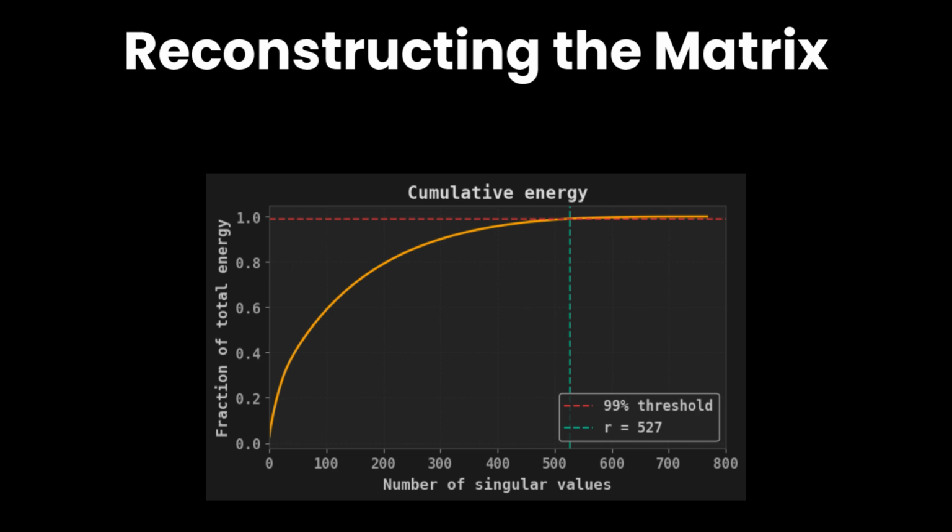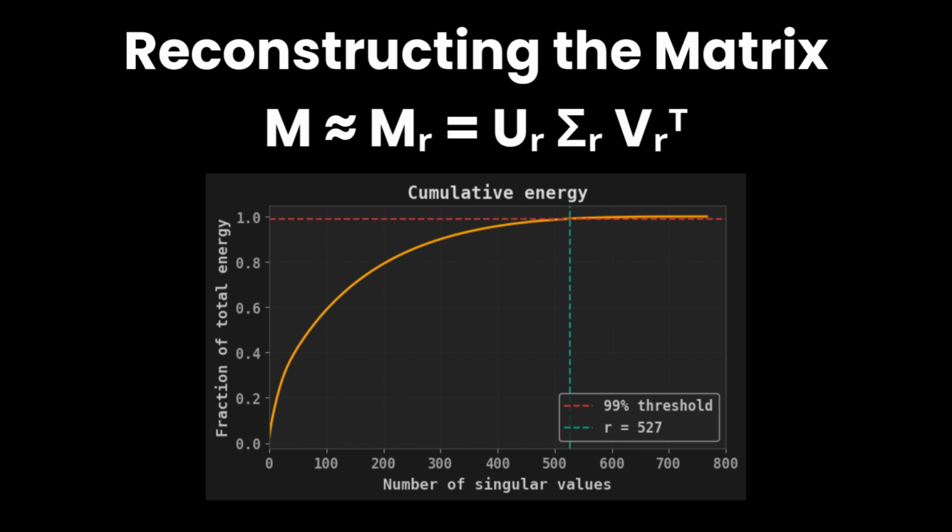But how are we going to reconstruct the original matrix with reduced parameters? We take the rank at which we get maximum energy with minimum parameters.